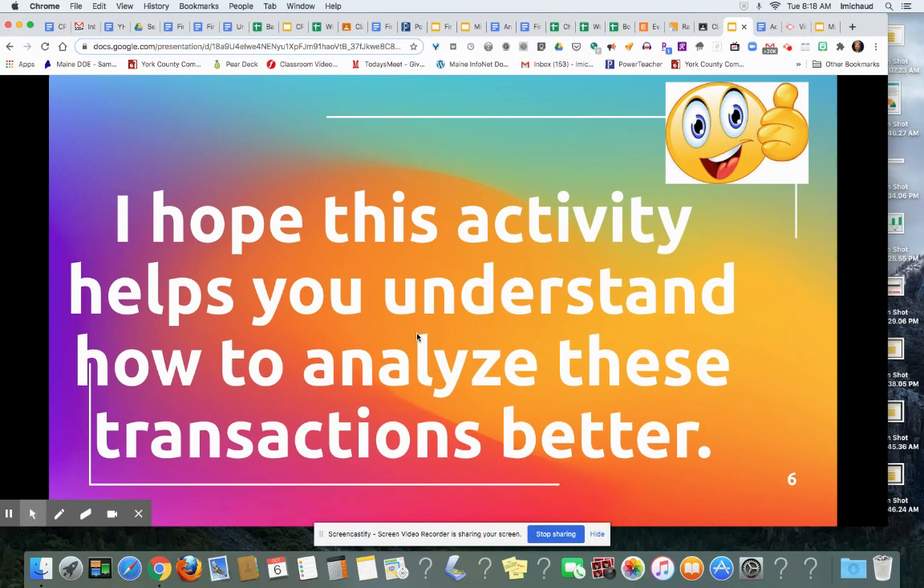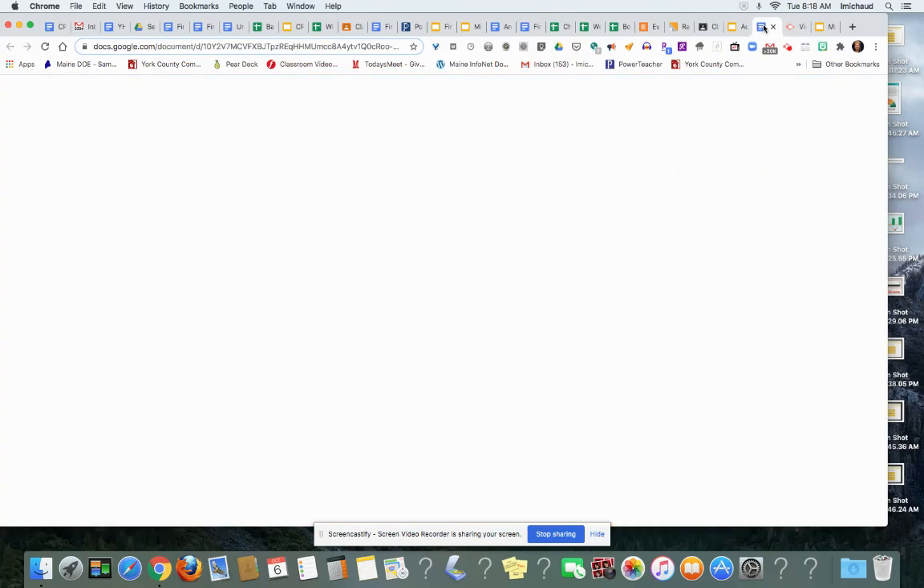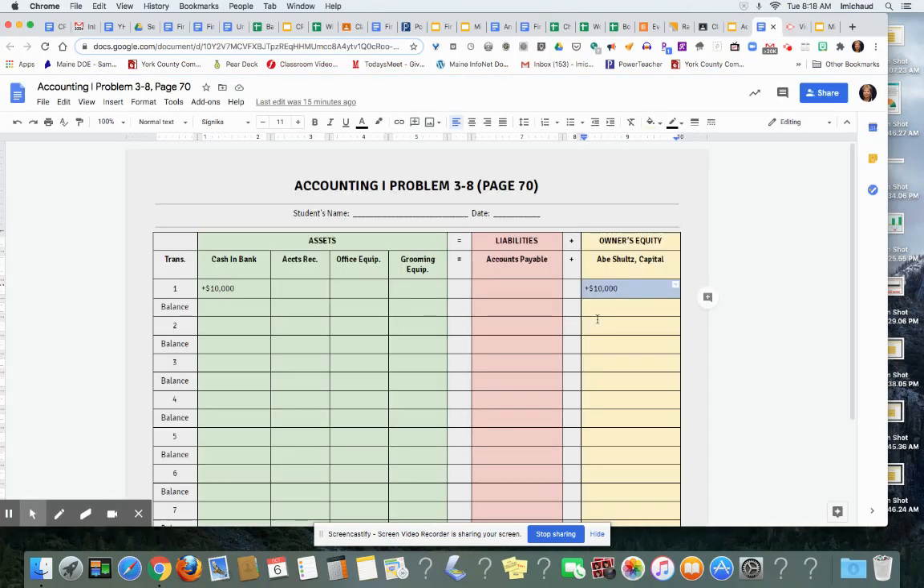So I hope this activity helps you understand how to analyze these transactions better. Submit this document on Google Classroom for credit.